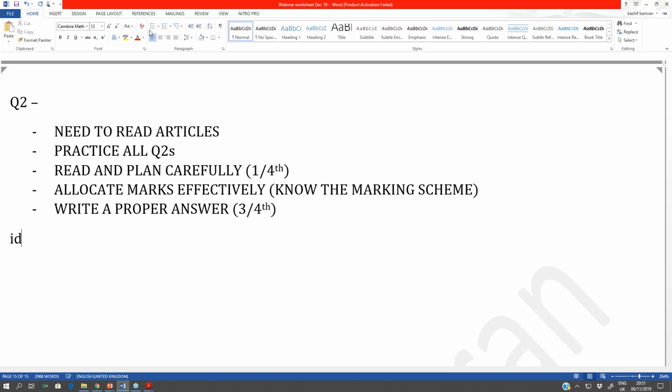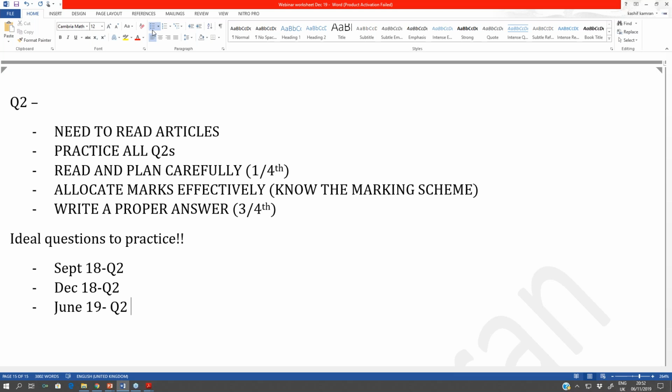Now, what ideal questions can you practice from this? Three of them have been in the session today, right? You can practice September 18, question two, December 18, question two, and June 19, question two. Now, we know before September 18, there was no question two. Question two came in from September 18 with the new format.